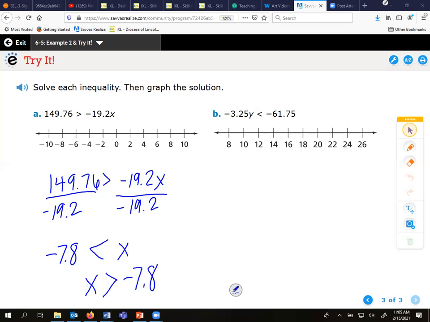So then we would find negative 7.8 just like here. Are we going to have an open circle or a closed circle? Do we include negative 7.8 in our answer? No. So if we don't include negative 7.8, it's going to be an open circle. And we want to know where x is greater than this. Where is x greater than my circle, on the left or the right? The right. Greater is always on the right.